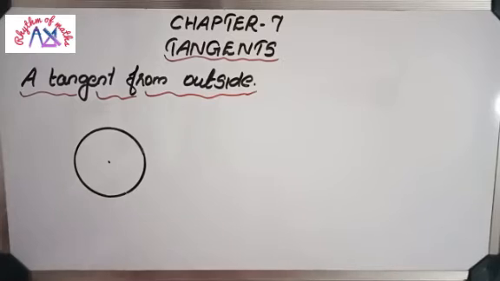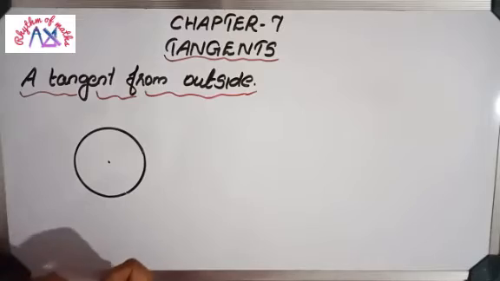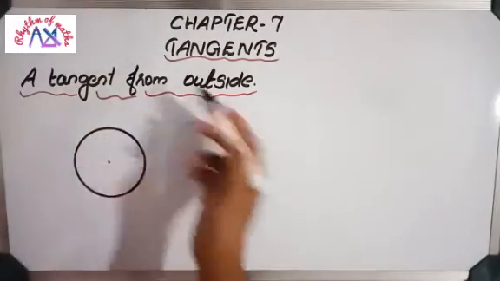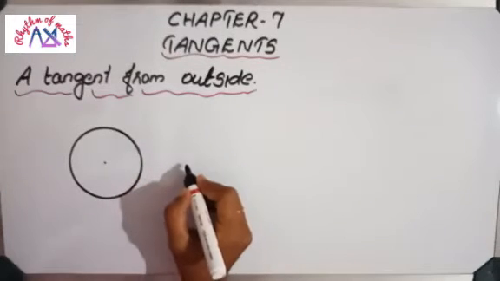Next subheading is a tangent from outside. So here you have to learn three concepts, then only you can prove the theorems. So first concept is from a point outside the circle. Here we have a circle. We can mark a point outside the circle anywhere, around the circle anywhere you can mark a point. Suppose this is a point.